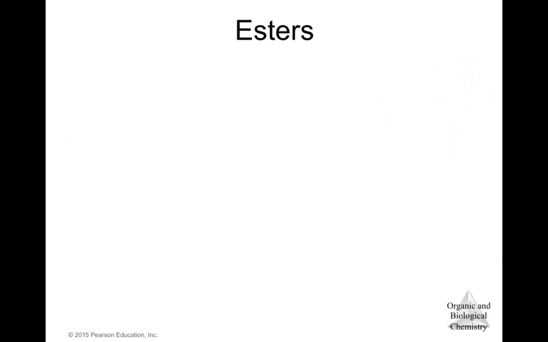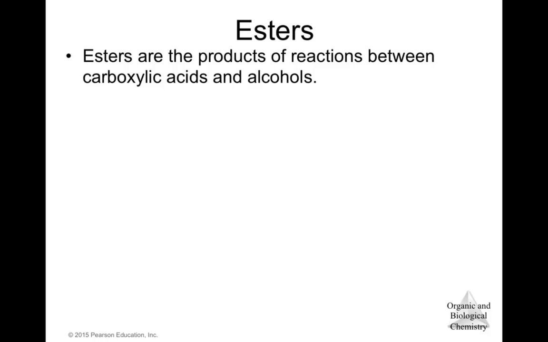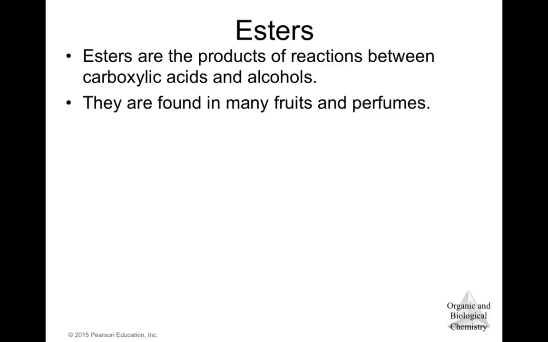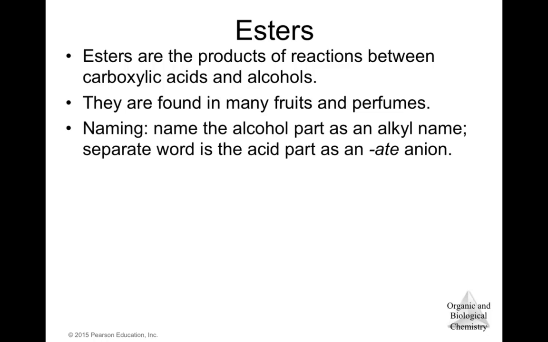The other functional group is called the esters, and the esters basically are products of a reaction between carboxylic acid and alcohols. So when you react carboxylic acid and alcohol, you produce an ester. These are found in many fruits and perfumes. And for the naming of the esters, you name the alcohol part as an alkyl name, and the separate word is the acid part as an anion.